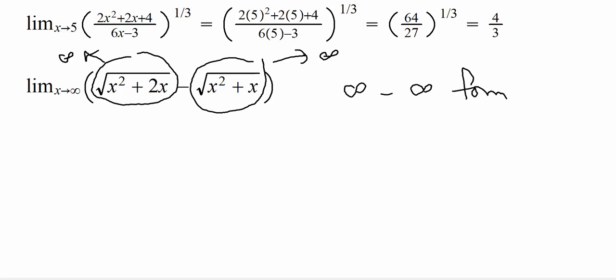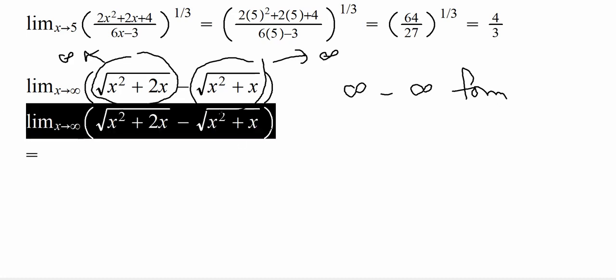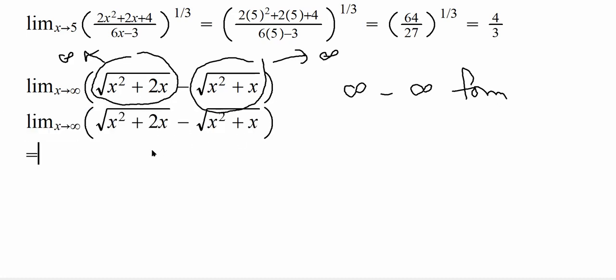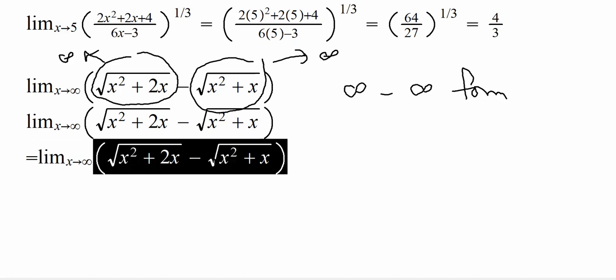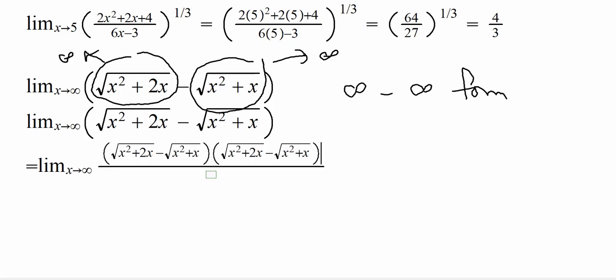So in such cases, remember this, what generally helps is that we rationalize the quantity. How do we do that? We go ahead and multiply and divide by the conjugate, nothing wrong in doing that. So just replace this negative sign by a positive sign, and let's go ahead and compensate for that here.